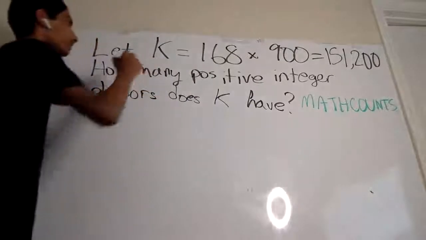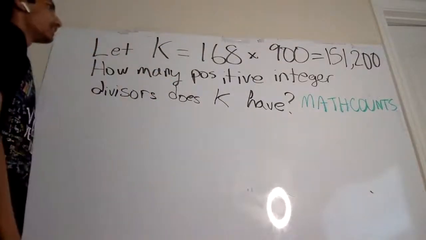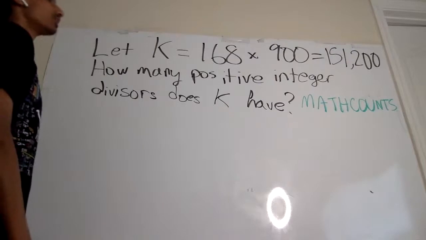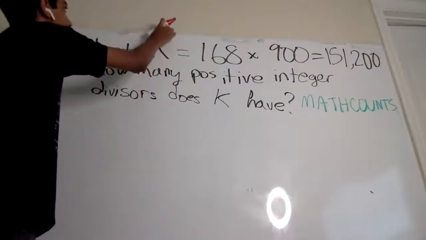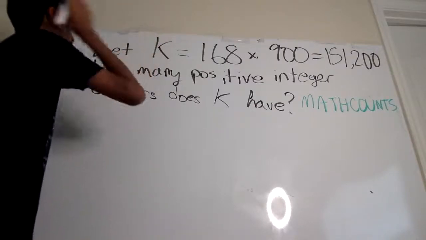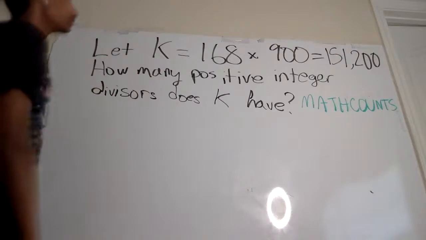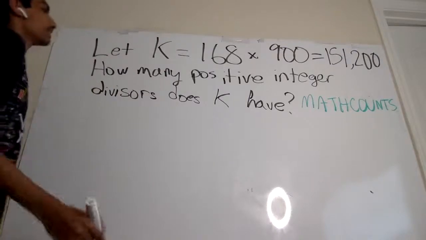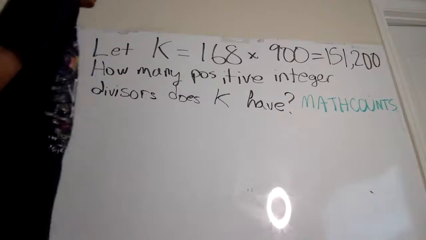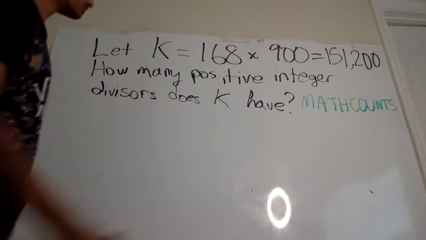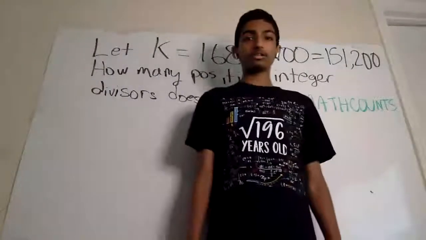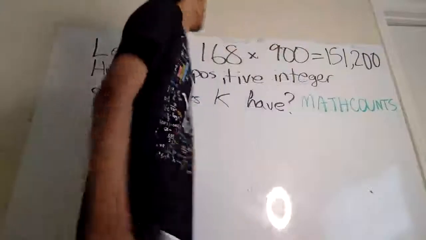Okay, so we have this problem right here today, and it says let k equal 168 times 900, which is equal to 151,200. And how many positive integer divisors does k have? And this is actually a MATHCOUNTS problem. But without further ado, let's go ahead and get right into the problem.